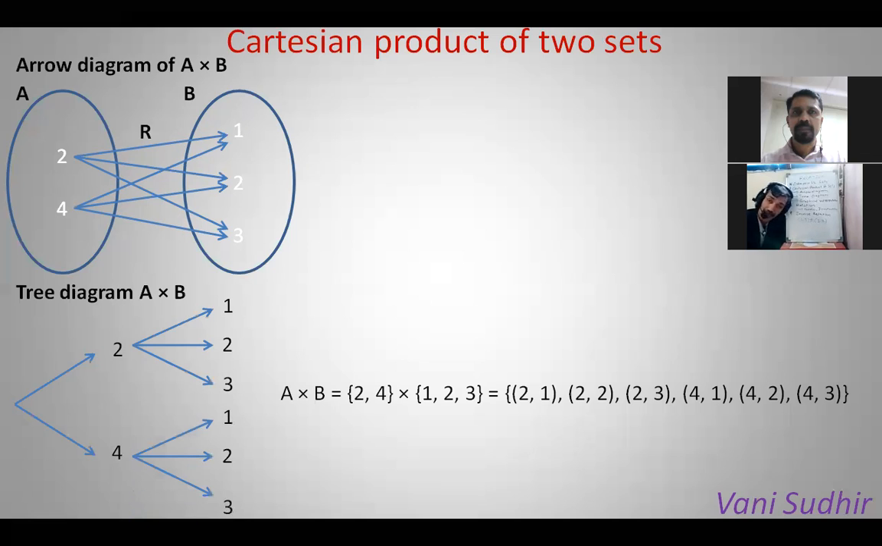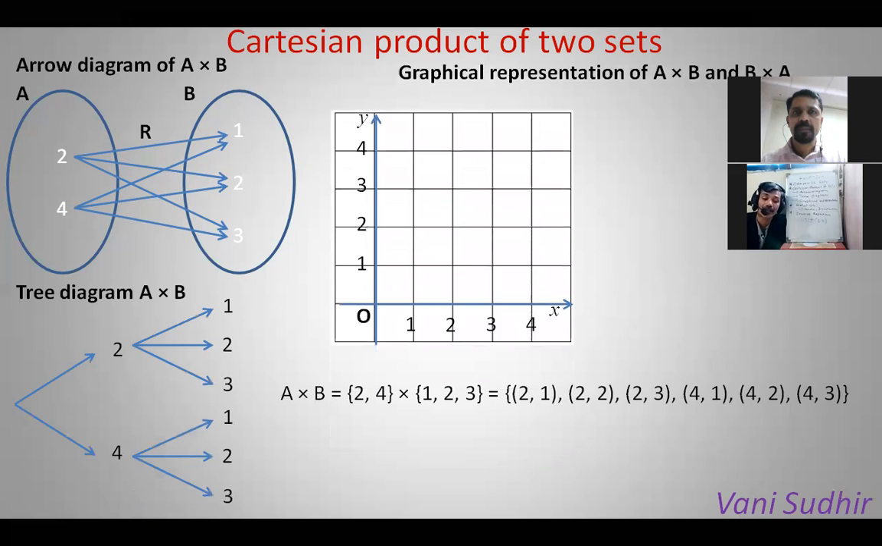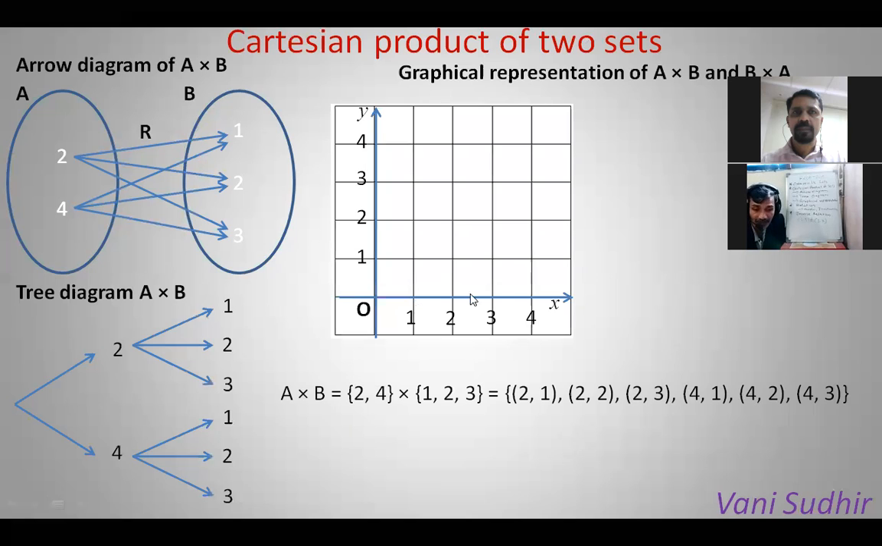To understand much better, I will do the graphical representation of A cross B and B cross A. I took the graph here. The X-axis is the horizontal line, the vertical line is the Y-axis, where they intersect is the origin. Now we'll represent these ordered pairs on them. We already said ordered pairs represent a point on the Cartesian plane if they are numbers.